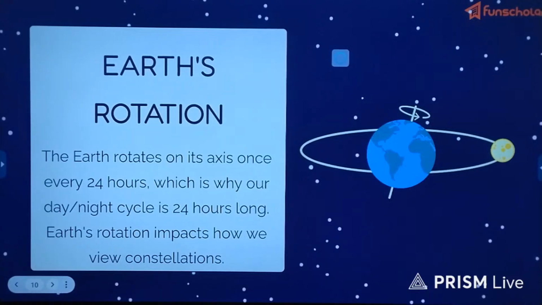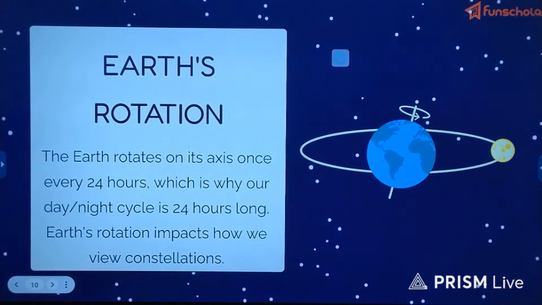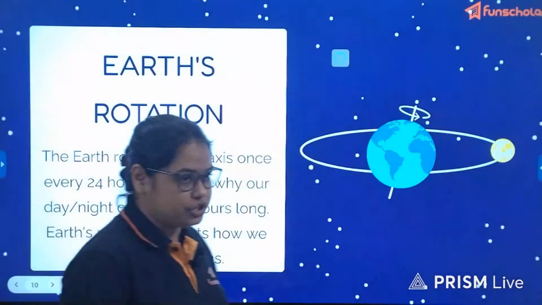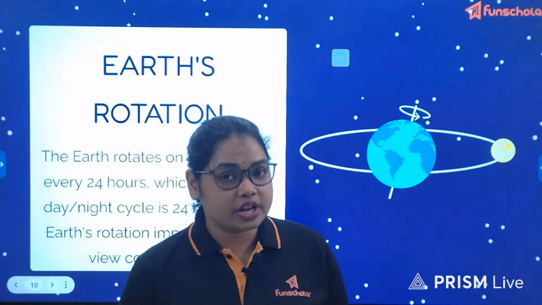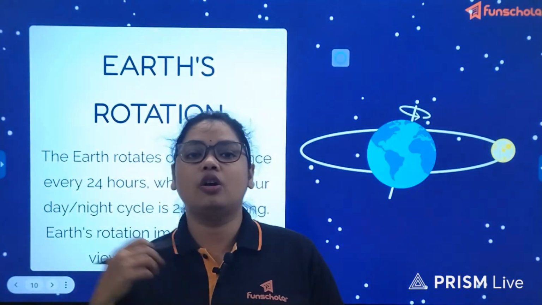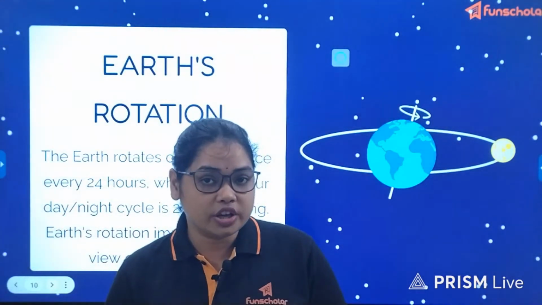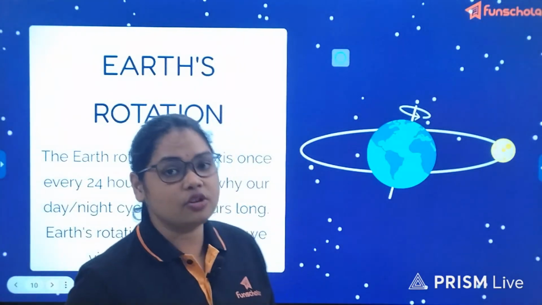Now, Earth rotates on its axis once every 24 hours, and that is why one day is composed of 24 hours only, including day and night. And just as I told you, Earth's rotation impacts how we view constellations. Not only Earth's rotation, but as I explained before the video, Earth's revolution around the sun also impacts which constellation we are going to view in which season of the year.